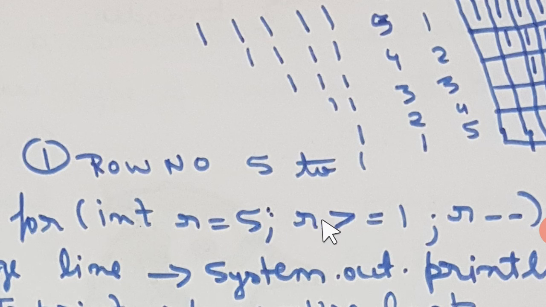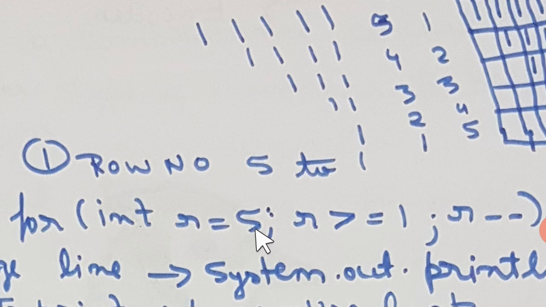So we have to write r greater than or equal to 1, and then reduce r by 1, because it goes 5, then 4, then 3, then 2, then 1. That's why this reverse loop is there. So this is the very first component of this pattern code, I must tell you.